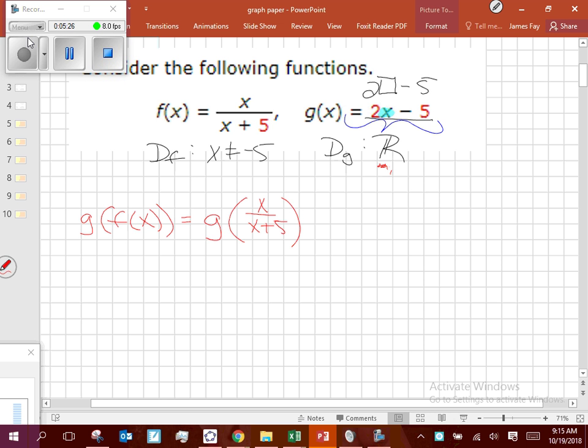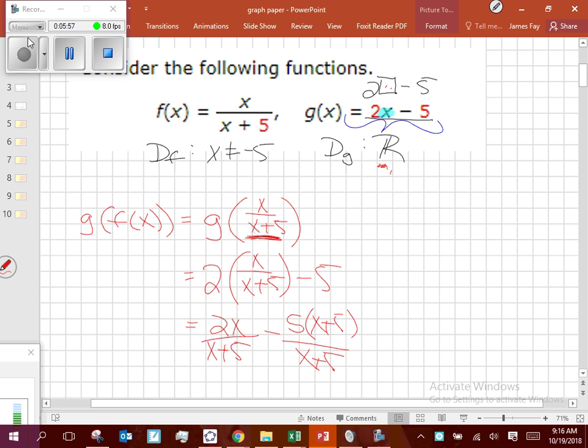Now I'm going to go to my g function, 2x minus 5, and I'm going to input this object right here inside that box. So it gives me 2, inside the box would be x over x plus 5, and then minus 5, right? Start simplifying this. I get 2x over x plus 5 minus 5 times x plus 5 over x plus 5. Just doing common denominator stuff there.